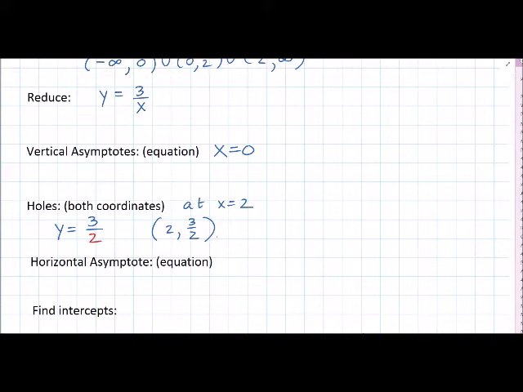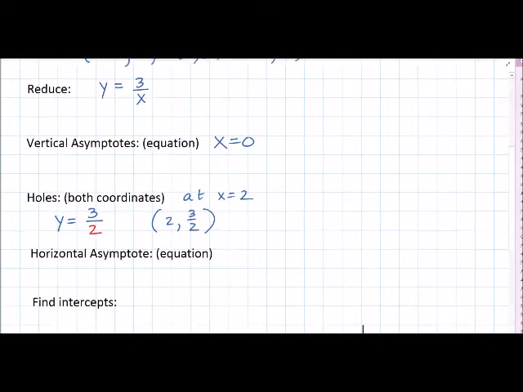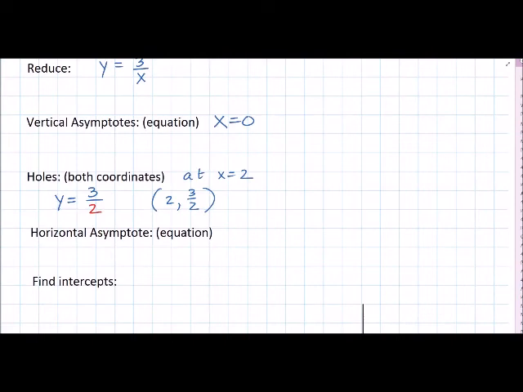For the horizontal asymptote, I compare the degree of the numerator and denominator, and I'll use the reduced fraction for this. So 3 over x, the 3 has a degree 0 because there's no x in it, and the x has degree 1 because that's x to the first. So there's a greater degree in the denominator. If I think back to my rules, that means that y equals 0 is a horizontal asymptote here.